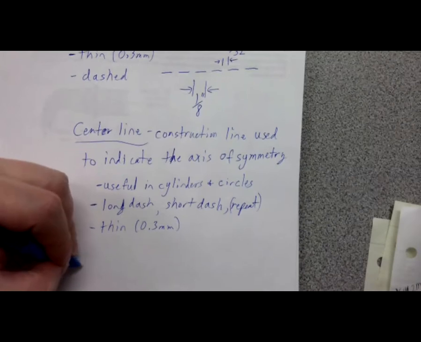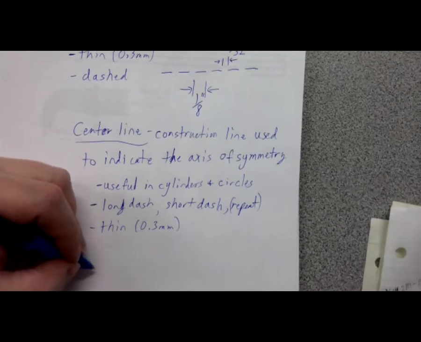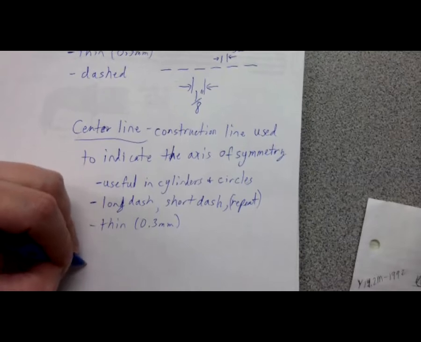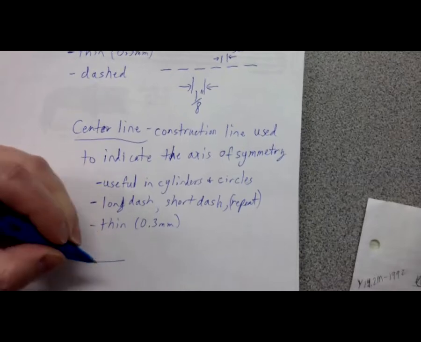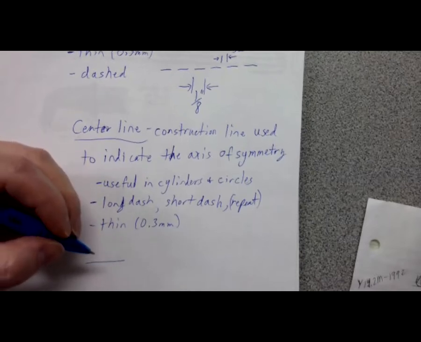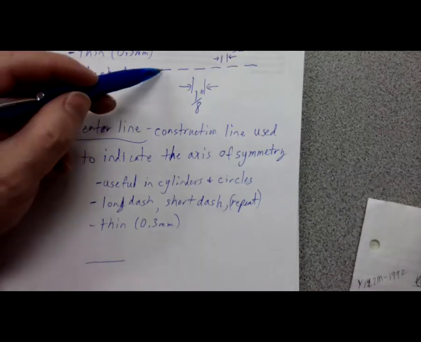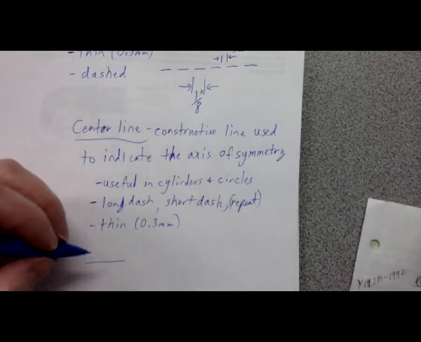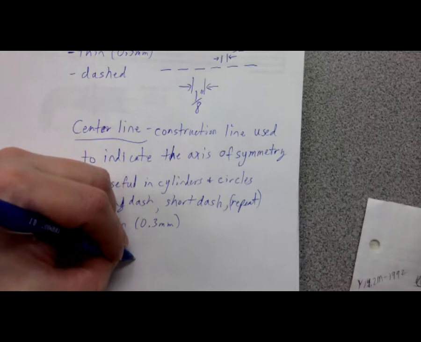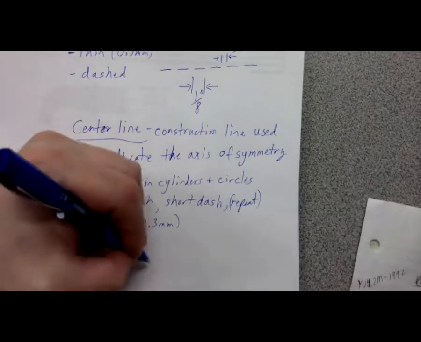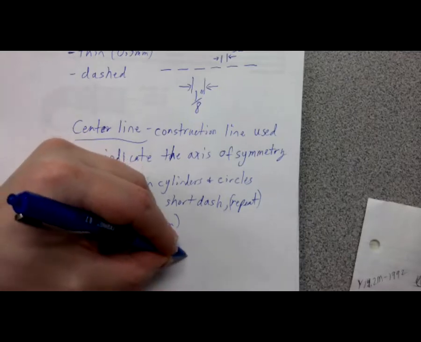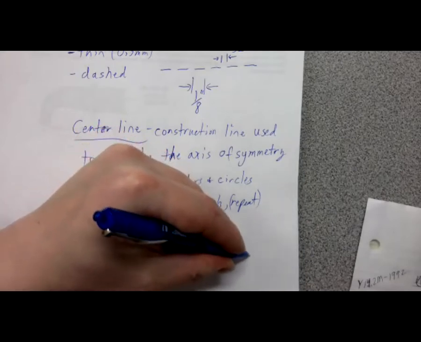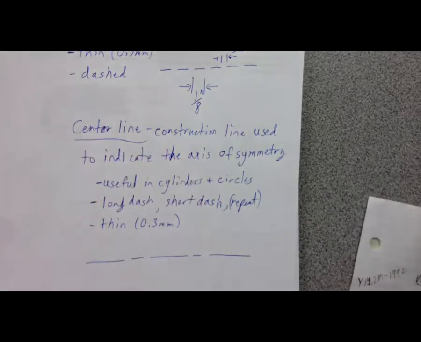And again, it is a long dash. Now let's see the specifications here. The long dash is supposed to be about 1 inch. The short dash is about 1/8 of an inch, so similar to what we had up here on the hidden line. And the gap between them is a 1/16 of an inch, so about half the distance of the short dash between dashes. So long, short, long, short, long, short, repeat.